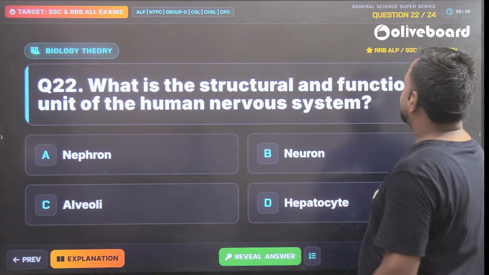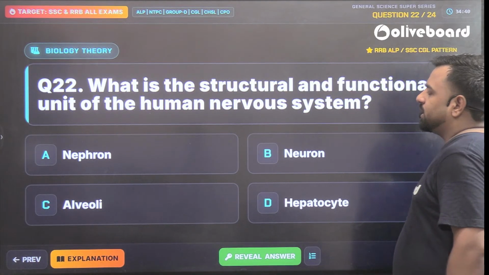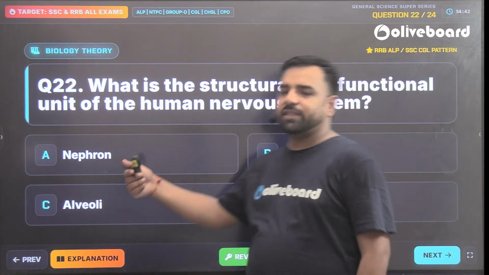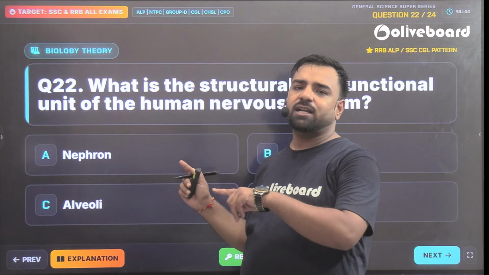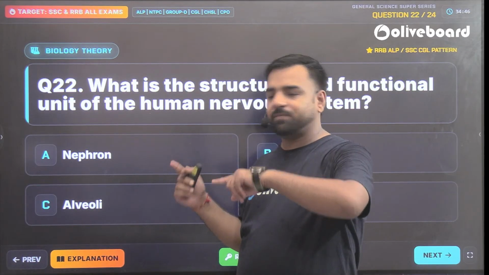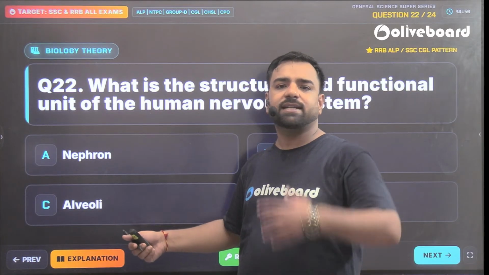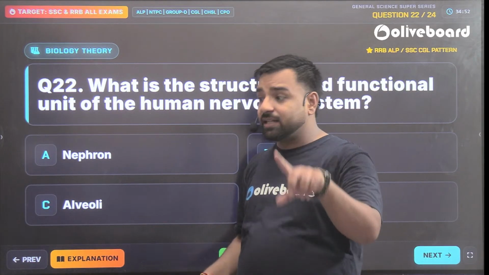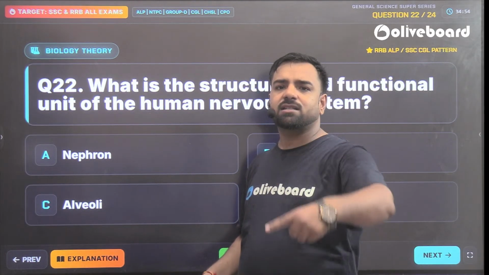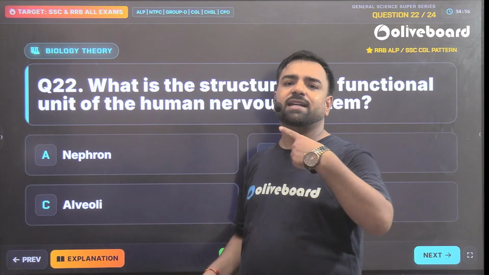What is the structural and functional unit of the human nervous system? Nephron is linked with the kidneys, so nephrons are linked with the excretory system, right? Alveoli is where gaseous exchange takes place. That's the part of the lungs. In examinations, this is repeatedly asked: which part of the lungs is where gaseous exchange takes place.